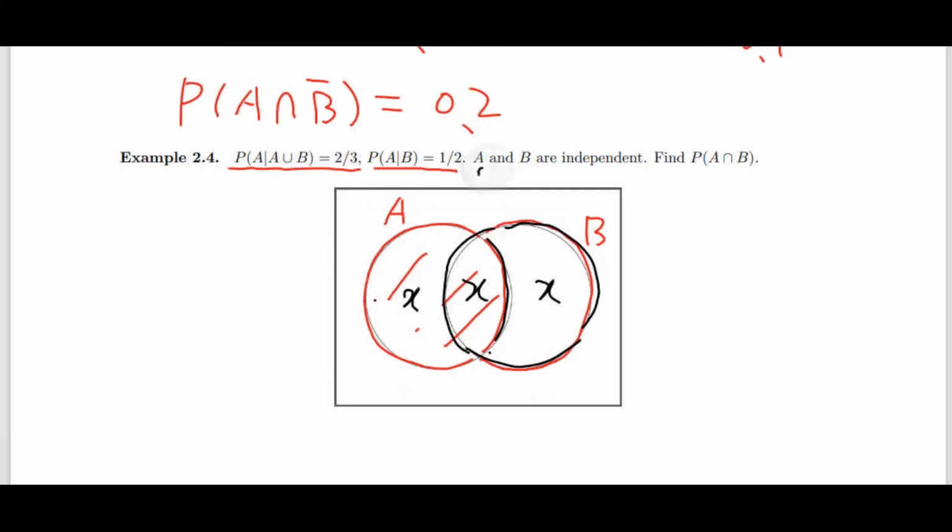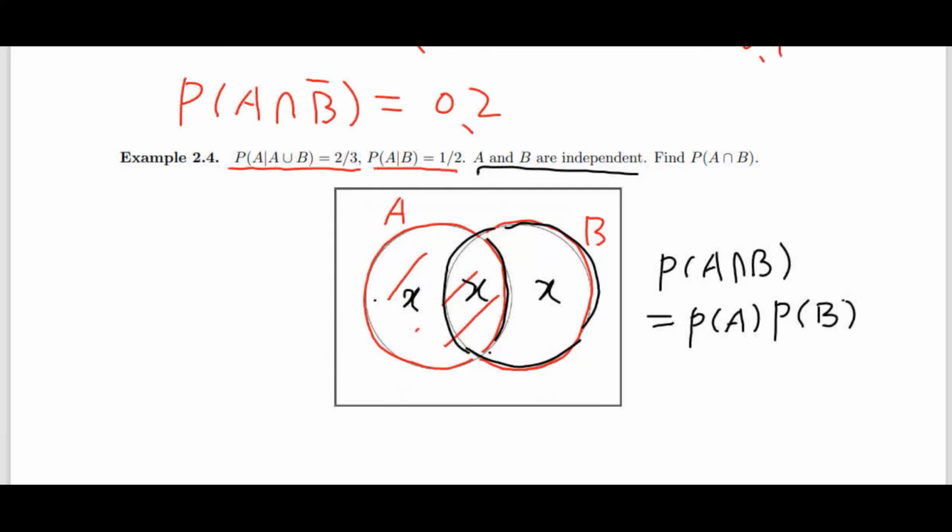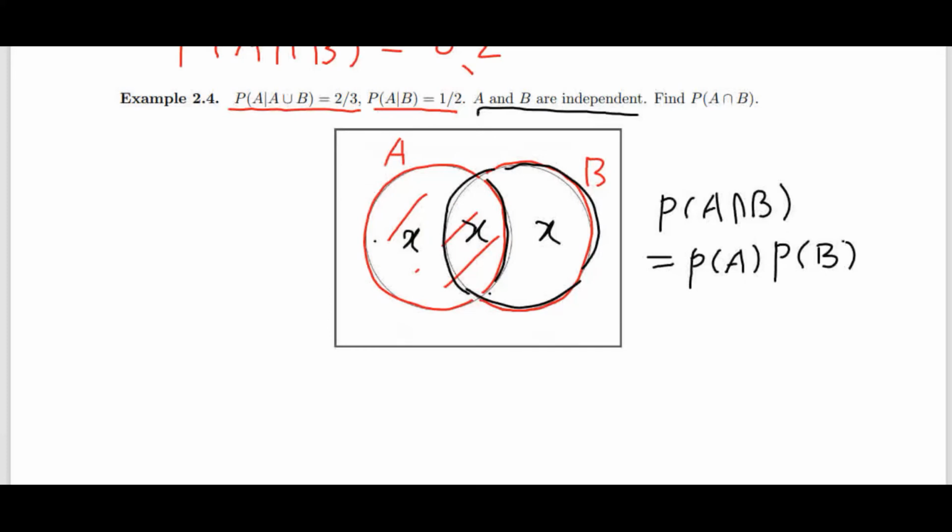So then A and B are independent. So this means P(A and B) equals P(A) times P(B). So what is A and B? A and B is just this part. So P(A and B) is just X. So we get this equation: X equals, so what is P(A)? P(A) is just 2X. We regard the total as 1, right? 2X over 1. What is P(B)? P(B) also is 2X. So solving this equation, we easily get 1 equals 4X, so X equals 1 over 4. So this is the probability for A and B.